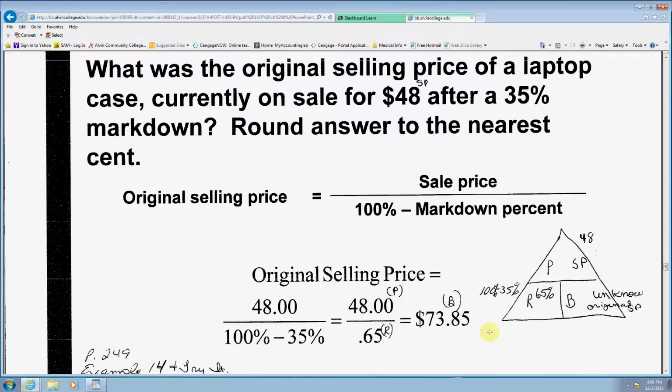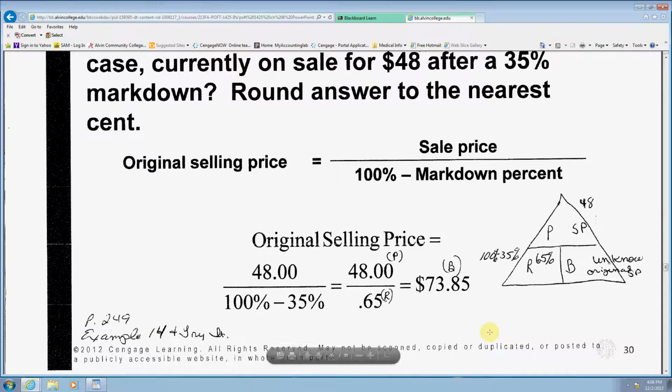You can go to page 249, exercise 14. You can do the try it exercise and check your answer on page 260.